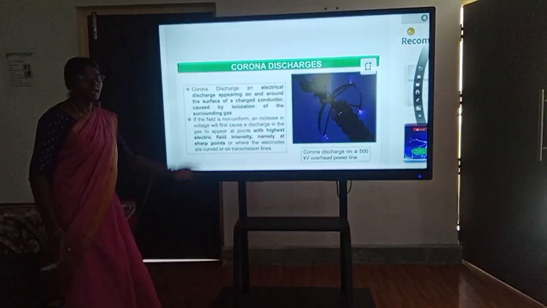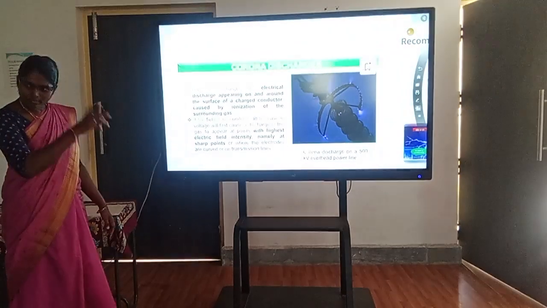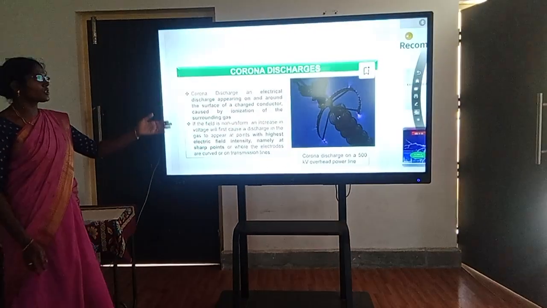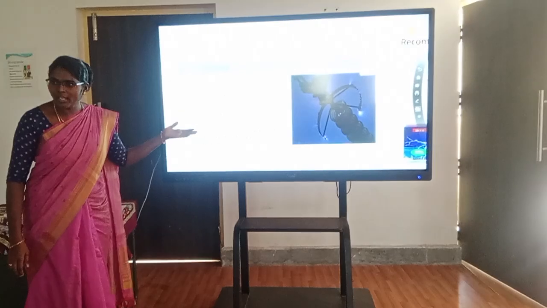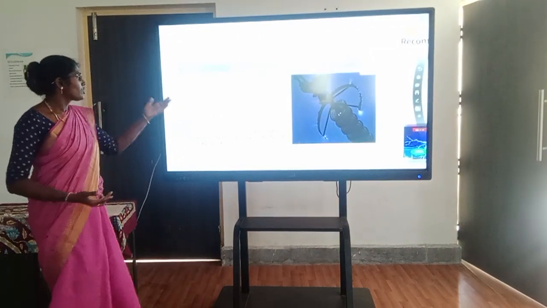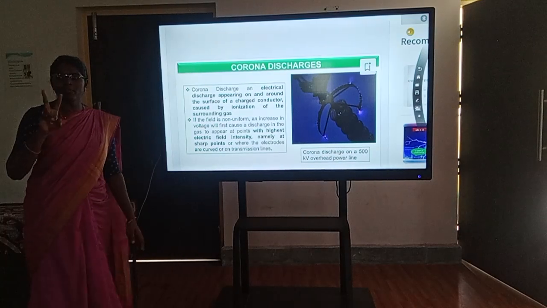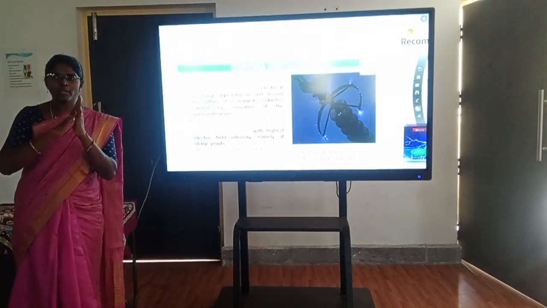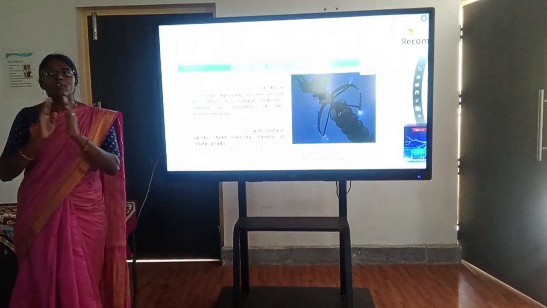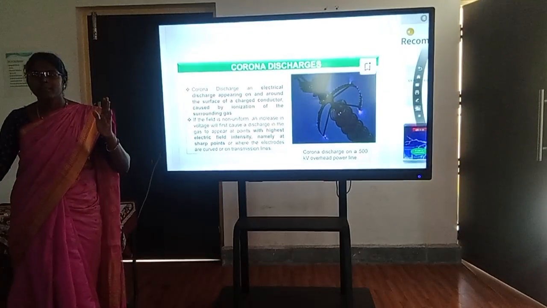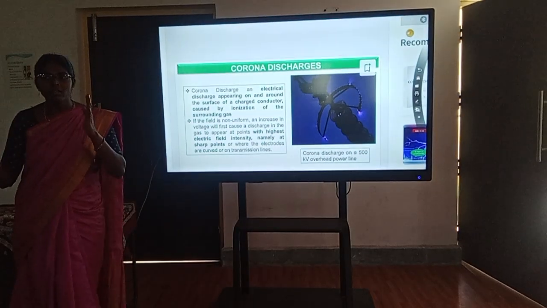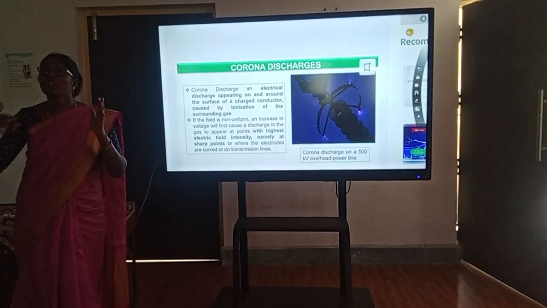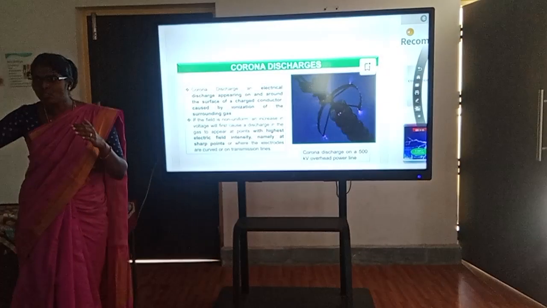The corona discharge is an electrical discharge appearing around the surface of the charged conductor. Under what condition does it occur? As I told you, due to the ionization of the surrounding gas. If the field is non-uniform, yesterday I taught you two field conditions. If the conductors are placed at a small fixed distance, the electric field flowing from one conductor to the other will be uniform. If the distance is wider, the electric field will be higher at the region closer to the charge and lower farther away. The relation we have seen there is the ratio of voltage to distance.